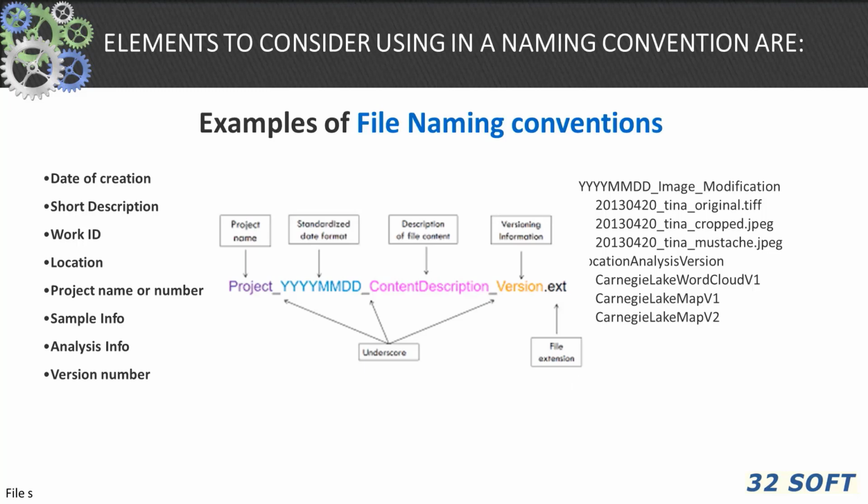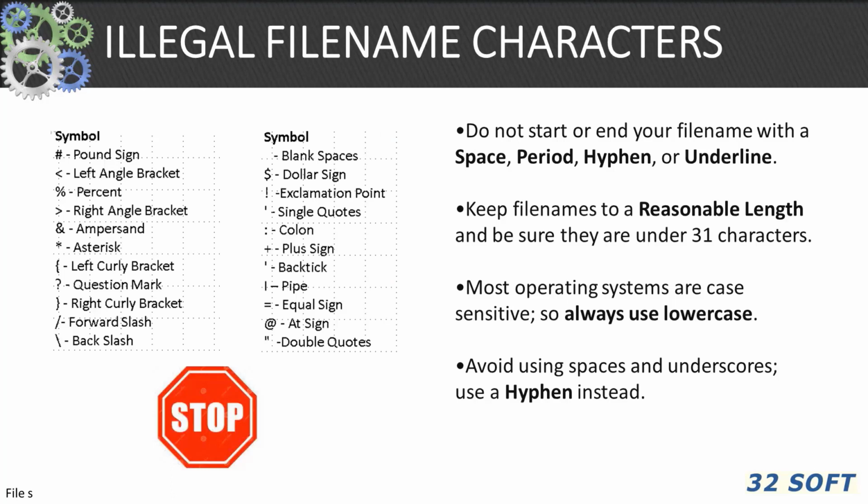Be aware of each element when you are considering your naming conventions. Such elements as date, short description, work ID, location, project name, sample, analyst, version numbers. All are important to someone in your organization. Here's a quick list of those characters that should not be used in file names. If you need any horror stories, please let me know.